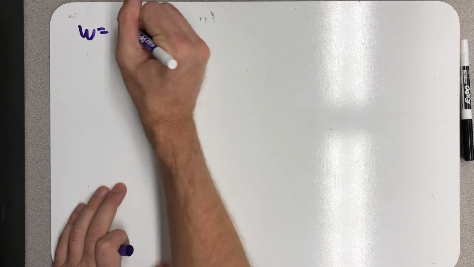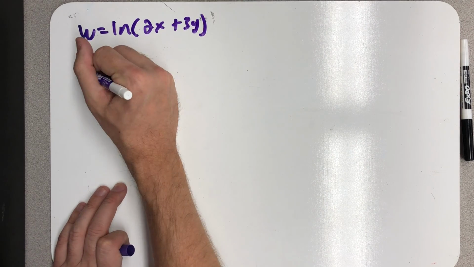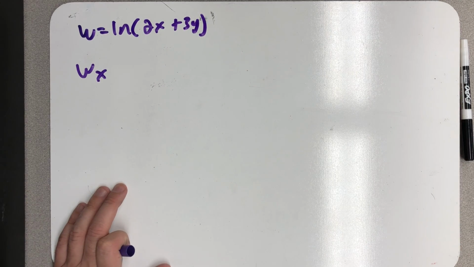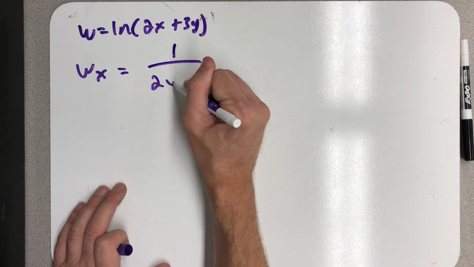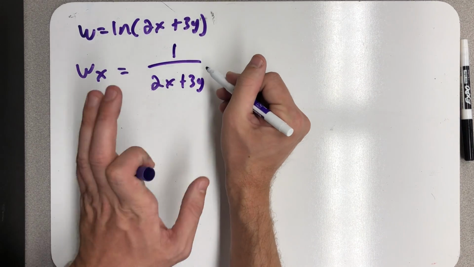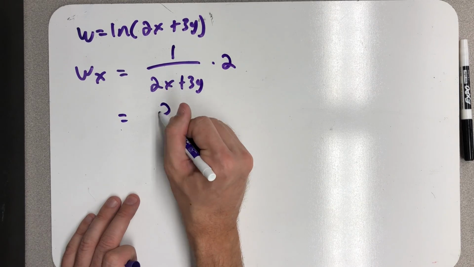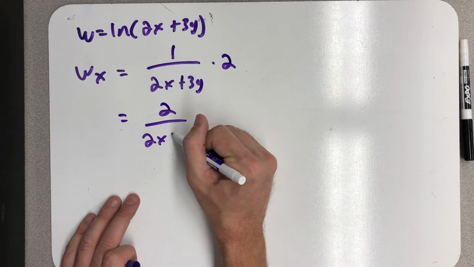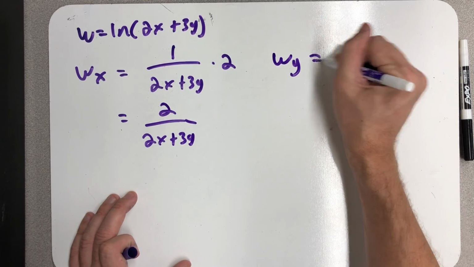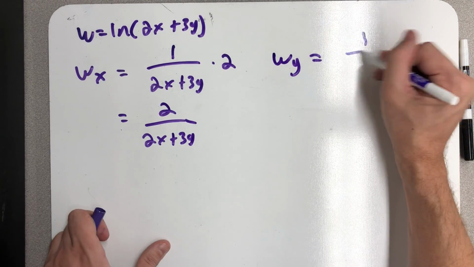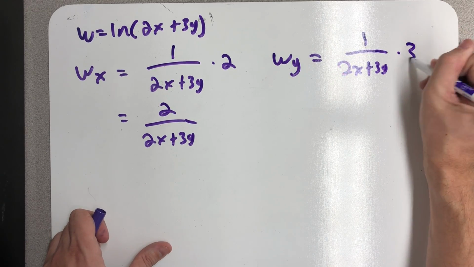So w was the natural log of 2x plus 3y. The partial with respect to x, well, let's see. The derivative of the natural log of u is 1 over u times the derivative of u. Well, that's just going to be times 2 because the plus 3y is a constant. So I have 2 over 2x plus 3y. Let's go on and take a partial derivative with respect to y. Well, 1 over u, and this time, since I'm differentiating with respect to y, times 3.